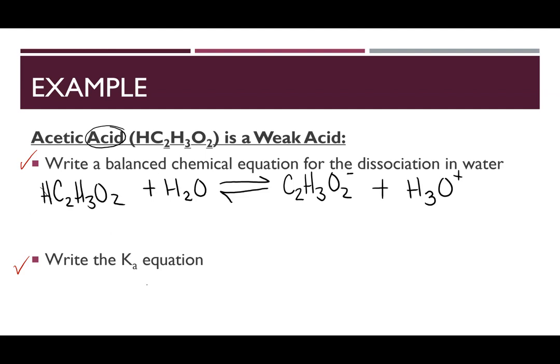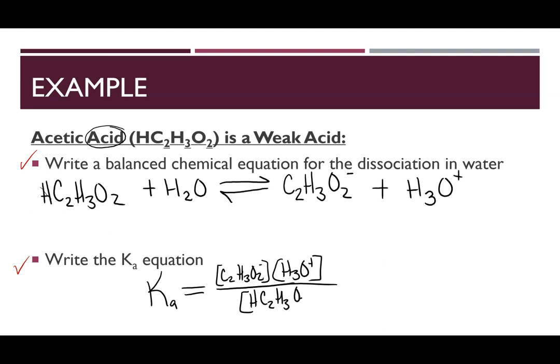The last thing we're going to do is write the Ka equation. So the Ka equation, remember, is the concentration of the products over the concentration of the reactants. So our products are going to be the concentration of the acetate ion times the concentration of the hydronium ion over acetic acid to begin with. So the concentration of acetic acid. And again, we don't add water because it's a liquid. So that's the Ka equation for this dissociation of acetic acid in water.